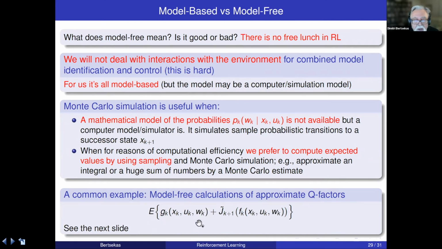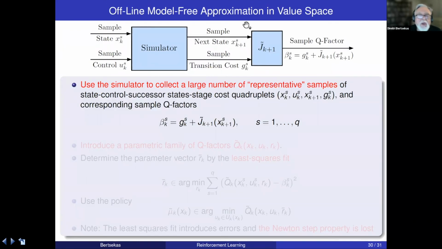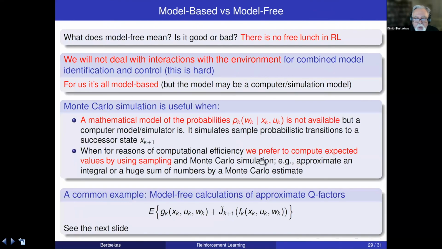That's where we can use a model-free approach involving a simulator. So here it is. Remember, we have J tilde, which we have computed somehow, or we use some kind of heuristic J tilde. And what we want to do is compute for different values of uk, and for a given xk, this quantity here. How do we do it by simulation?